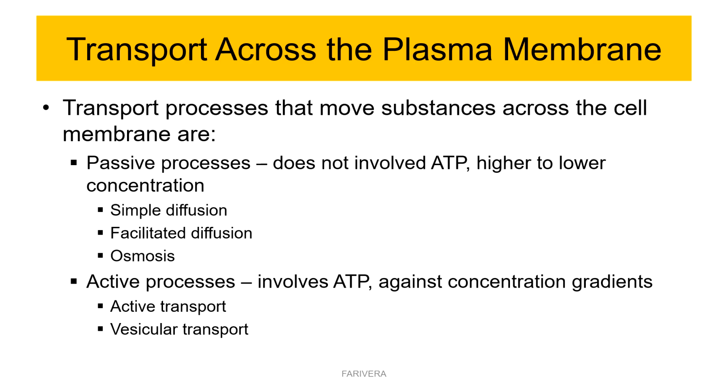There are two broad categories of transport across the plasma membrane. The first is passive transport. Passive transport does not directly require ATP, and substances generally move from an area of higher concentration to one of lower concentration. Examples of these would be simple diffusion, facilitated diffusion, and osmosis. The second is active transport. Active transport requires energy and can move substances against their concentration gradient. This includes active transport using membrane proteins and transport involving vesicles.